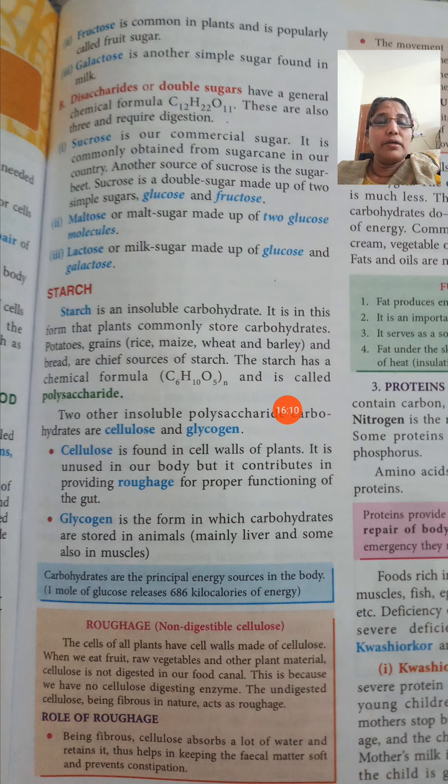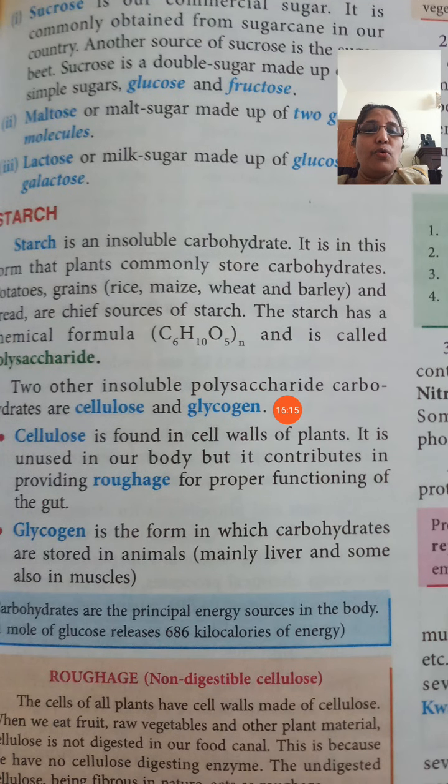Then its formula is also given here, C6H10O5, then n, meaning outside the bracket you can see an n. That number varies according to the kind of starch.